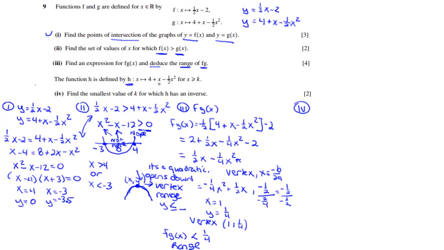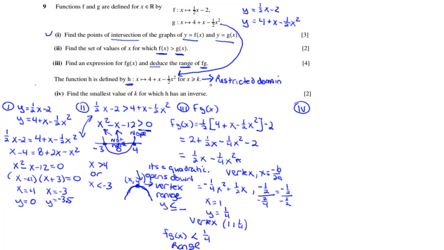Now in part 4, it says find the smallest value of k for this function they've given us here. Now you know they've named it h, but it's the exact same function we had up here for g. So anyway, let's go ahead and take a look at this.